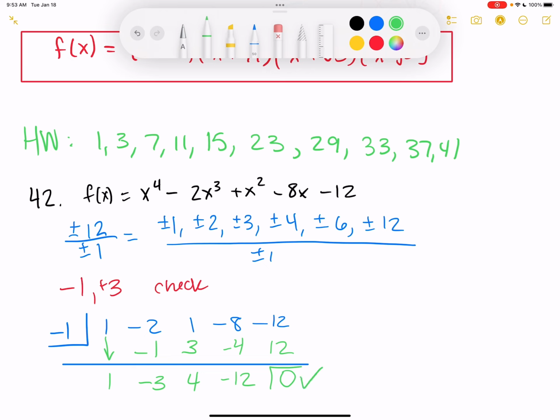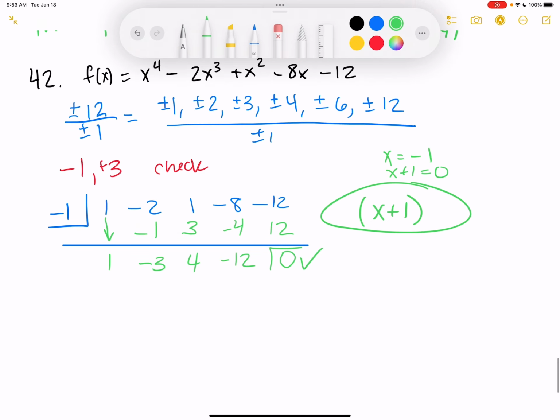Because it ends in a 0, that indicates that that is a zero. So we end up with the factor of x plus 1. Okay, remember, just as a refresher, this is really x equals -1 with what we had. So to move it over, we get x plus 1 equals 0. And so this is one of the factors that we're going to have.